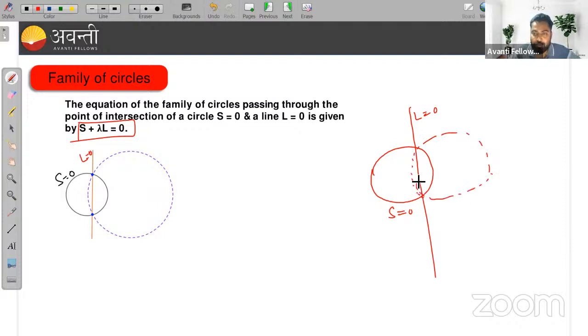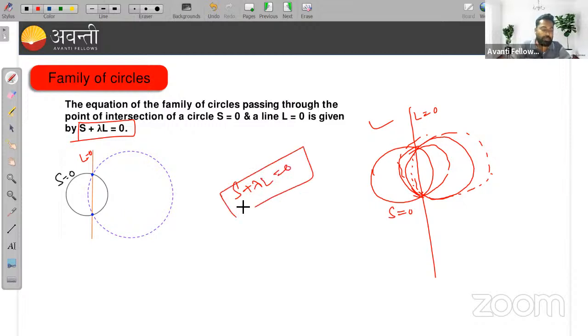Those circles passing through these two points, this is one circle, and this is another circle. So this is when the line is intersecting the circle at 2 points, and by passing through those points of intersection, how many circles you can draw, that is called my family of circles also. And the equation represents here S plus lambda L is equal to 0. Clear, everyone? Okay, next come to the third case.